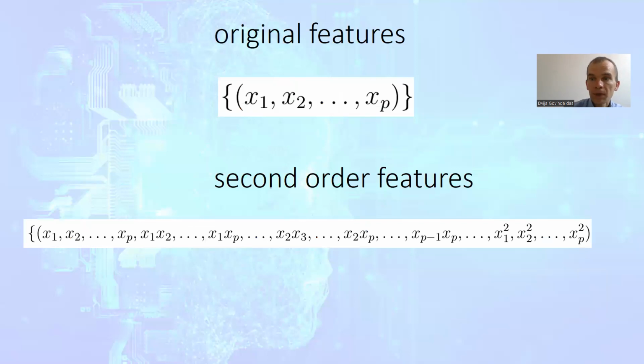So, if we have some set of features, here we have p features, x1, x2, up to xp, we can transform them to second order features. Not just the initial features, but also the cross products of them and also their squares. This is a technique which helps very often in some practical problems.